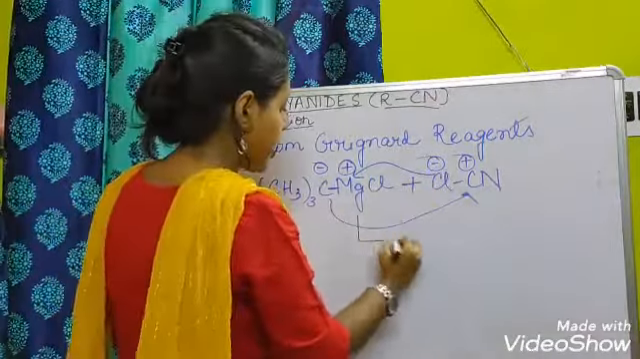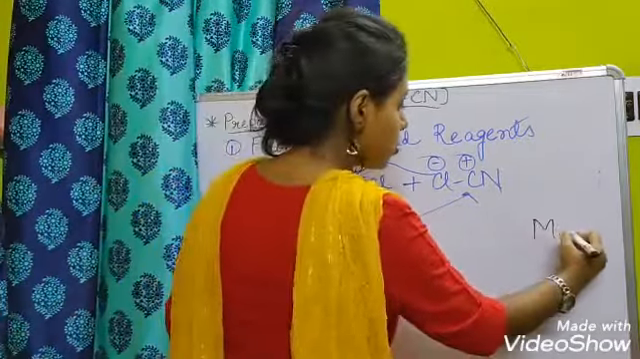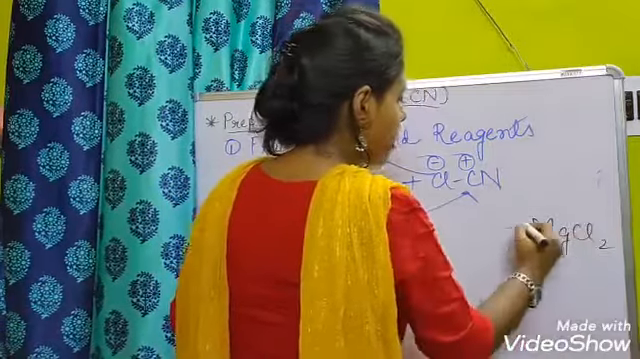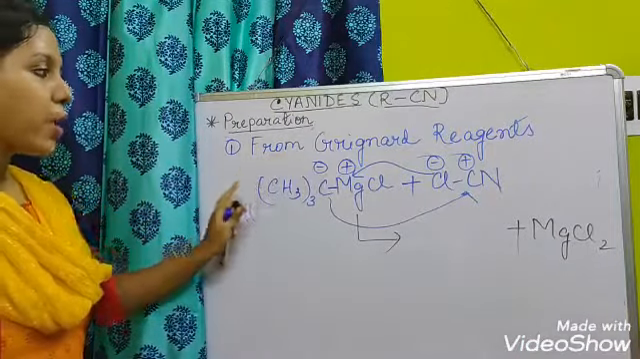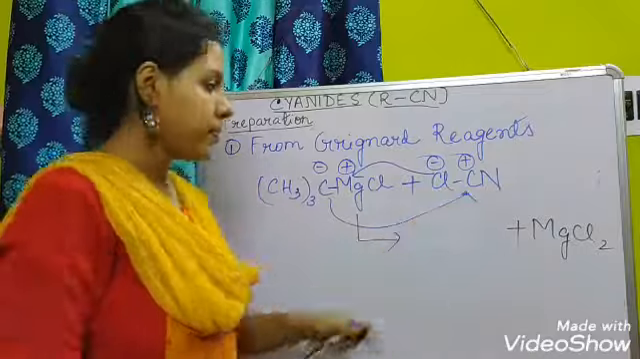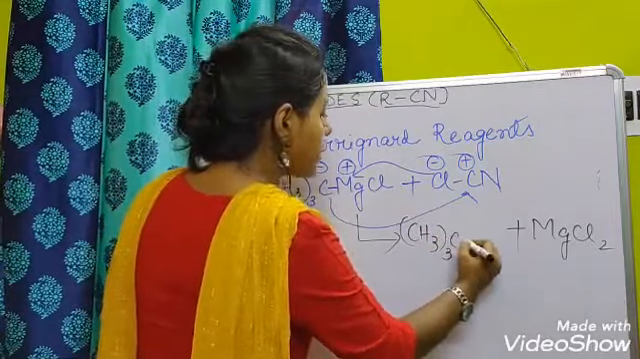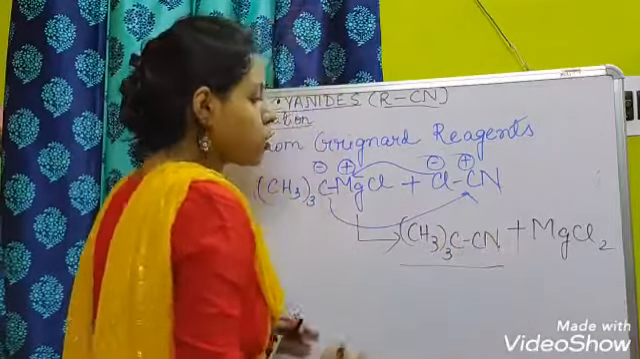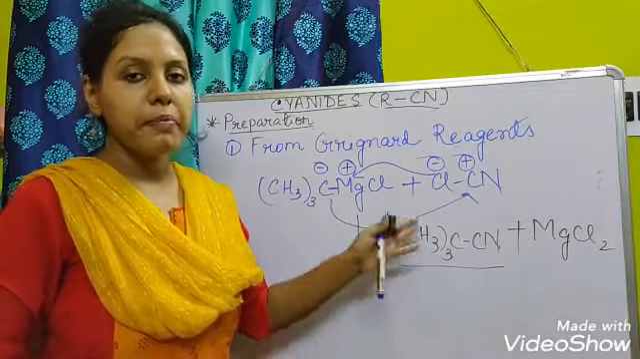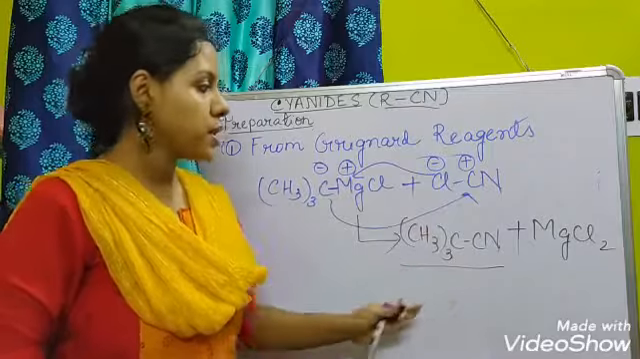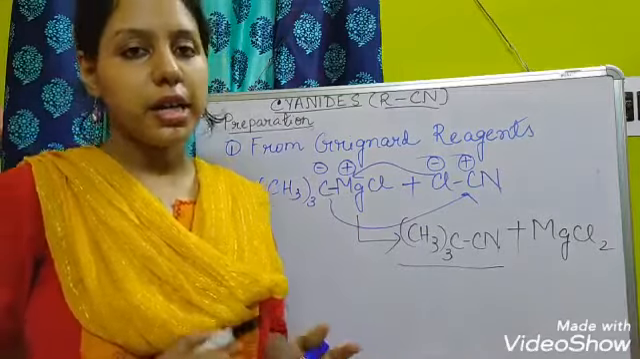So there will be the formation of MgCl2, magnesium chloride, and from here this alkyl group will be attached with the cyanide. So (CH3)3C single bond CN. By this method, this type of tertiary alkyl cyanides can be better prepared. So this is the method for the preparation of cyanides from Grignard reagents.